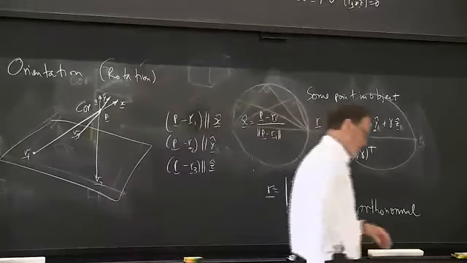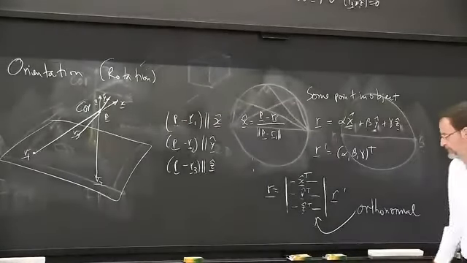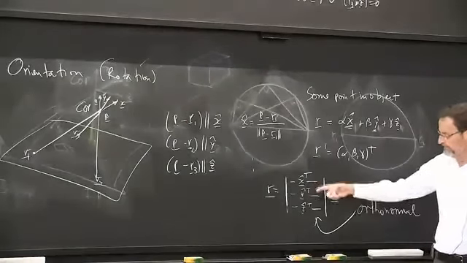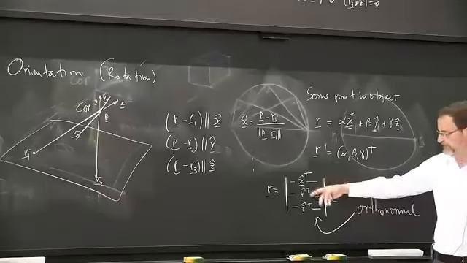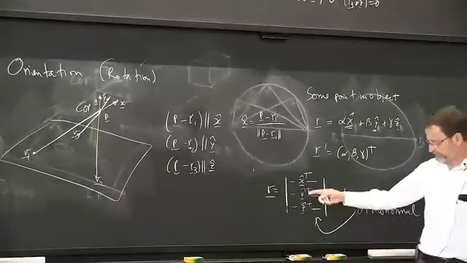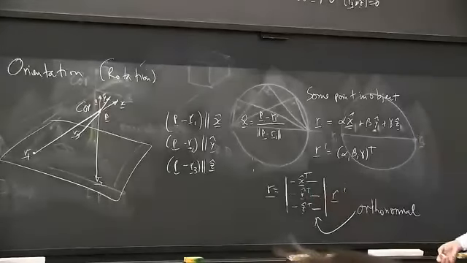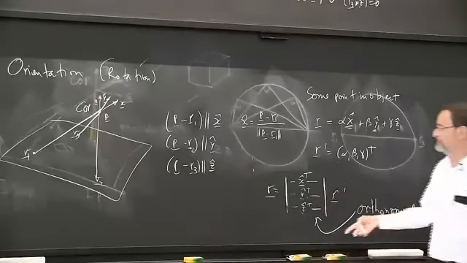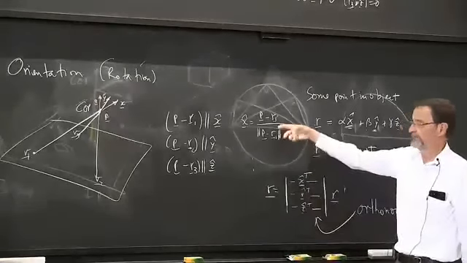I claim this matrix is orthonormal. What does that mean? That means that the rows are perpendicular to each other. If you take the dot product of the two rows, you'll get 0. Take the dot product of those two rows, you'll get 0. And by construction, that's true because we made a unit vector.